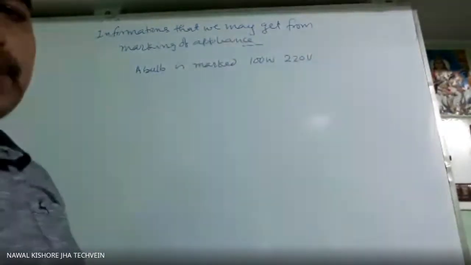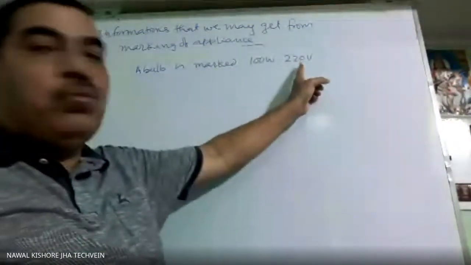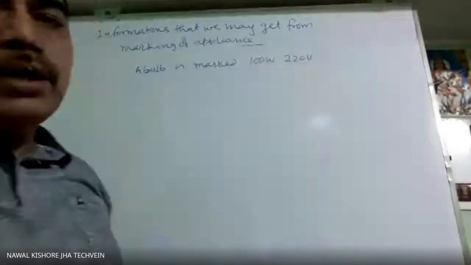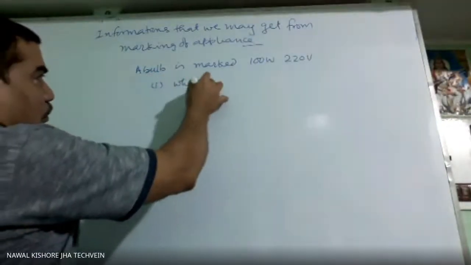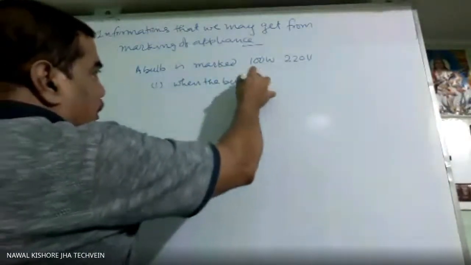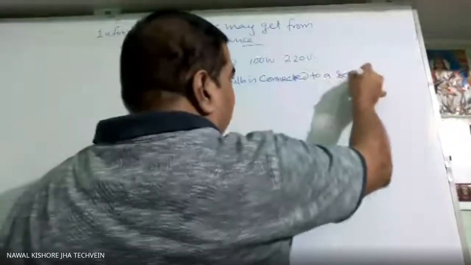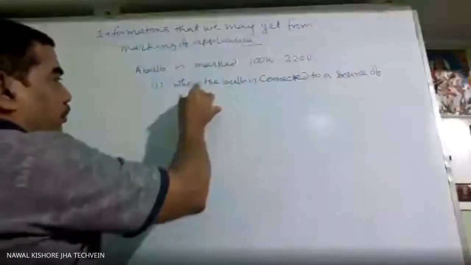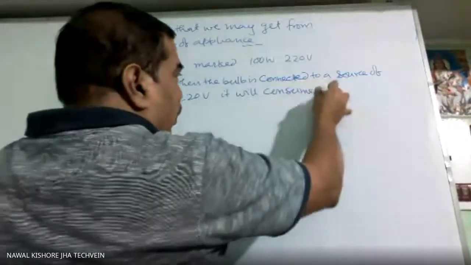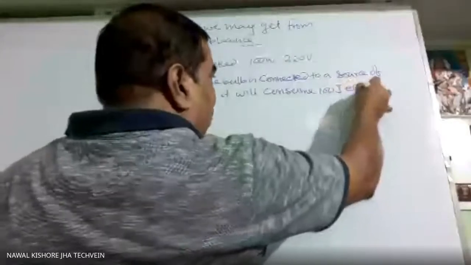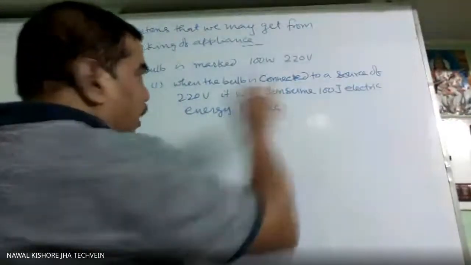So what are the informations that we get here? It means when the bulb is connected to a source of 220 volt, it will consume 100 joule of electric energy per second. That is one information.